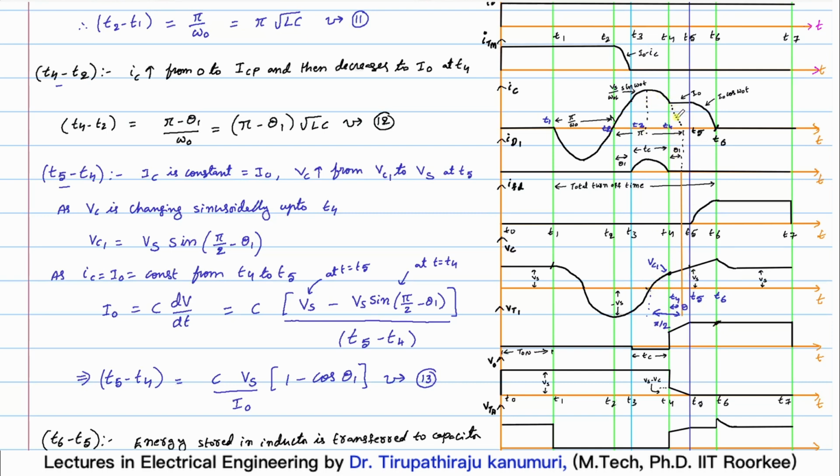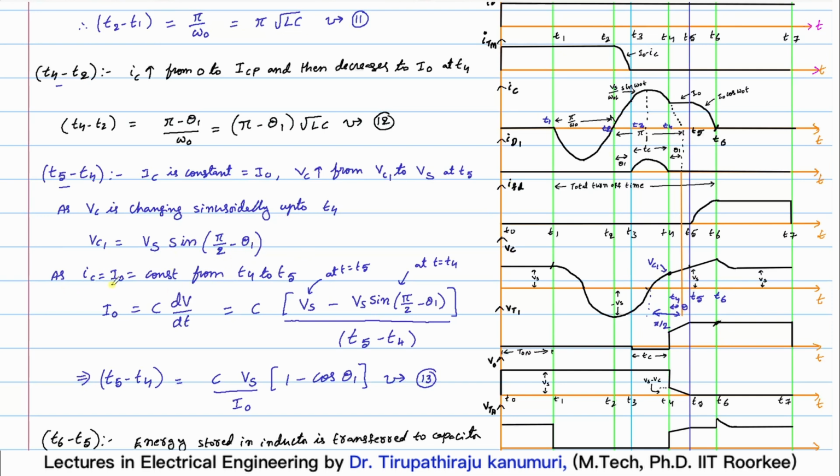From that until the current reaches 0, ideally it will reach the Vs if it is changing sinusoidally, but it is not happening. The moment the current has reached I naught, it stops there. So when it is reaching I naught, you can see this total duration is pi, or from the center, if you take it, this is pi by 2. It is stopping before. This is pi by 2 minus theta 1. So that's why I have taken it. Value of the capacitor voltage at that time, Vc1, I can write as Vs into sine of pi by 2 minus theta 1. It has reached up to there.